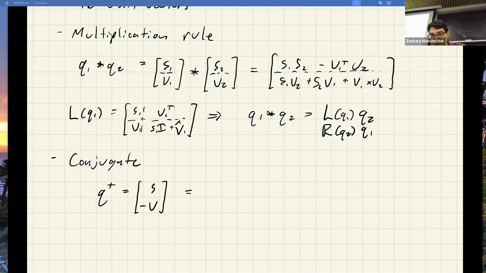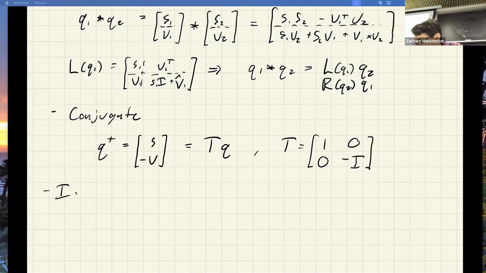And then last time we made up this matrix called T for transpose. That's just got a 1 and then a minus I down here so that T times Q gives you Q conjugate. Again, we're just making up matrices all over the place so that I know how to get the Jacobian of these things. And then similarly, we have an identity quaternion, which corresponds to a rotation of 0, which if I plug it into the definition with the cos and the sine, I'll write as Q sub I. It's just 1, 0.